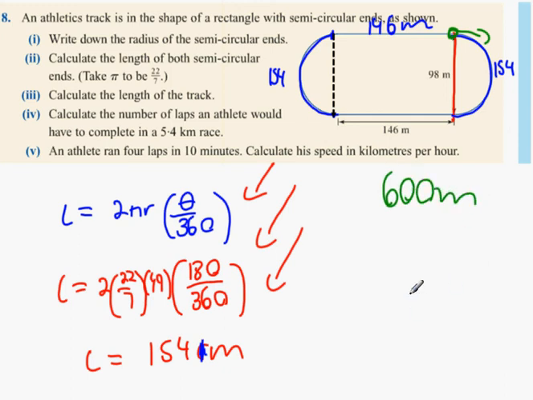600 metres. Calculate the number of laps an athlete would complete in a 5.4 kilometre race. Will it be more than 1 lap or less than 1 lap? You want to do 5.4 kilometers. More. It's going to be more, isn't it? Yes. Now, problem is, they're speaking kilometers, we speak meters. How do you change kilometers into meters?